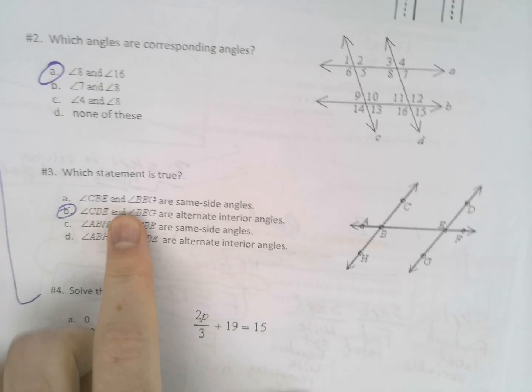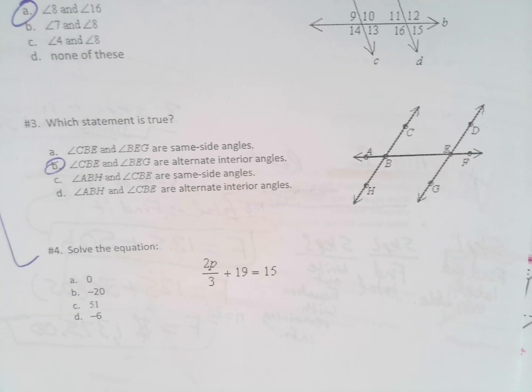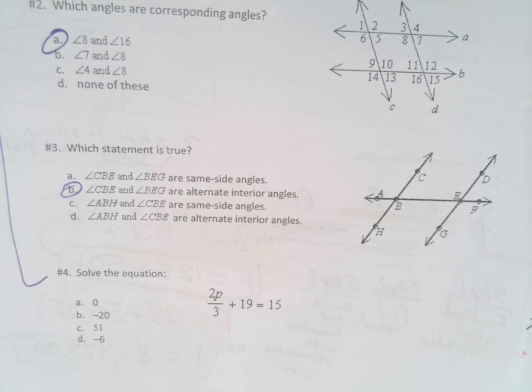Yes, it's going to be B here. These are alternate interior angles. Because we can see that one is right here and one is right here. Okay, how about last one?